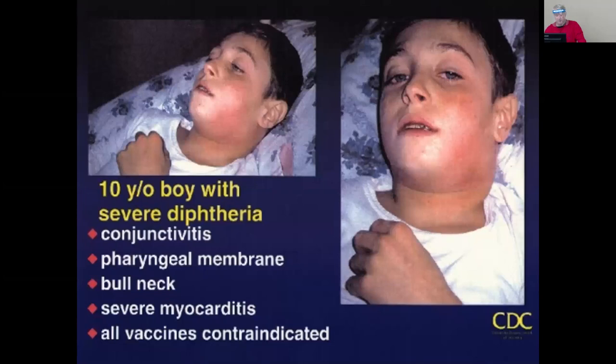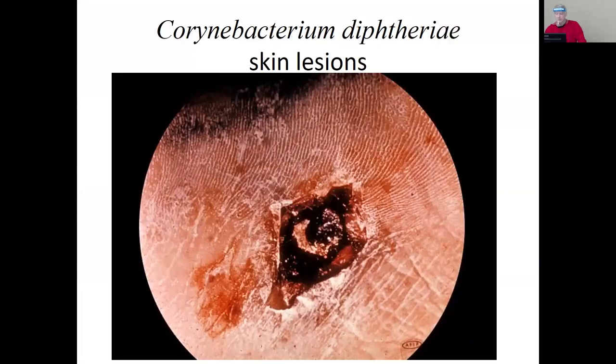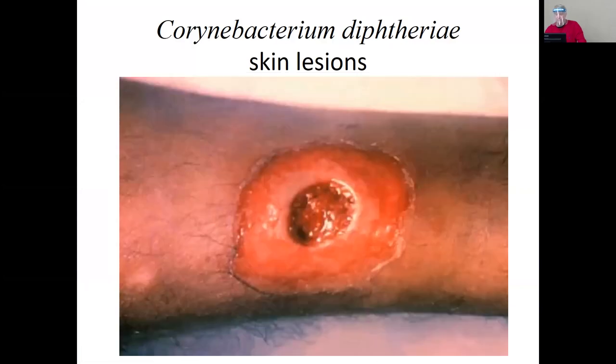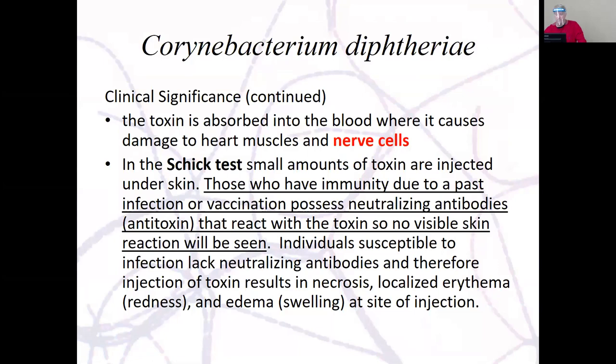A 10-year-old boy with severe diphtheria, bull neck associated with it, and severe myocarditis; all vaccines were contraindicated. Skin lesion. The toxin is absorbed into the blood, where it causes damage to heart muscles and nerve damage.